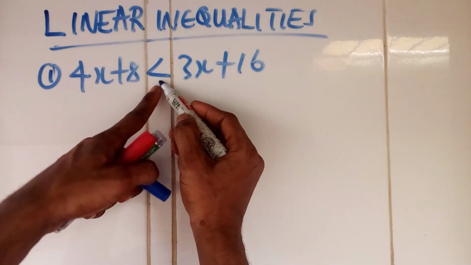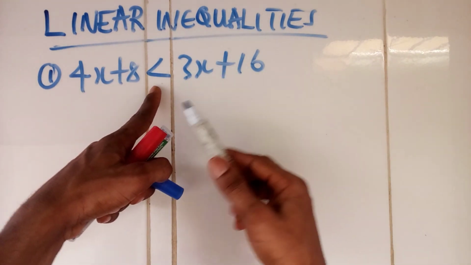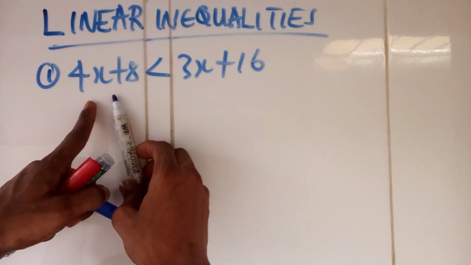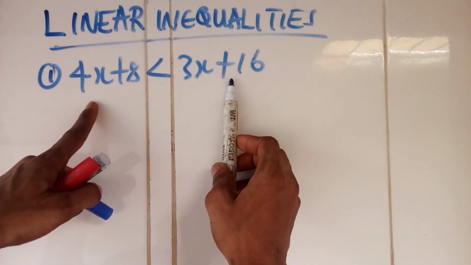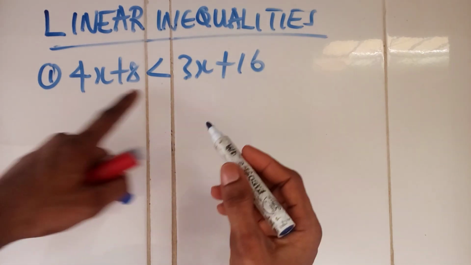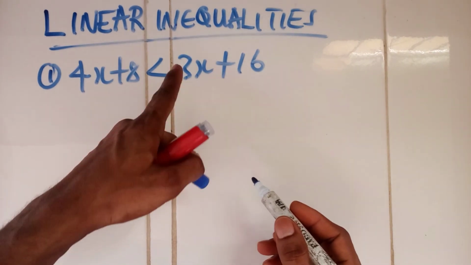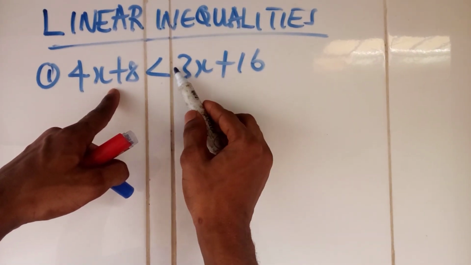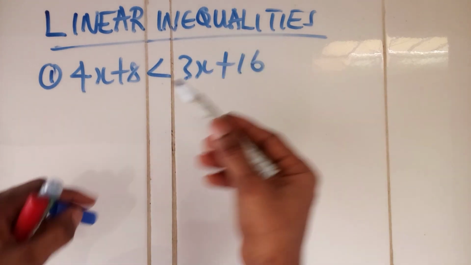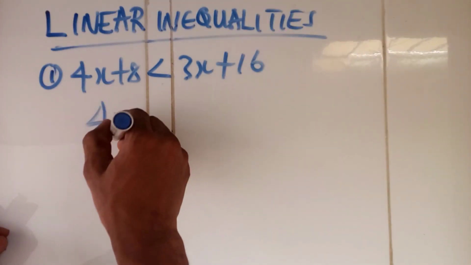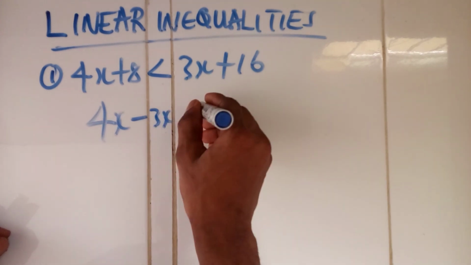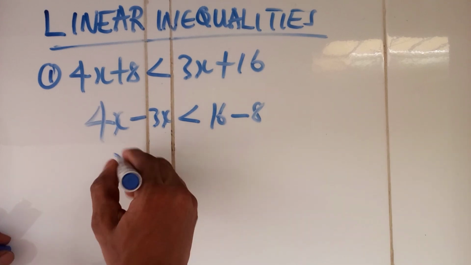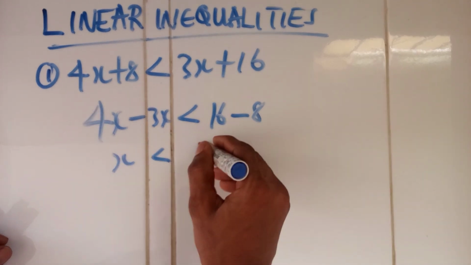If this is equal to, what you want to do is collect the like terms. By collecting like terms, I want to bring all variables to the left and all numbers or integers to the right hand side. So I have 3x which is on the right, so I have to transfer this positive 3x to the other side. Upon crossing the inequality sign, the positive sign changes to negative, just the normal way we solve simple equations. So we have 4x minus 3x less than 16 minus 8. And that will simply give me 4x minus 3x is x, less than 16 minus 8 is 8.